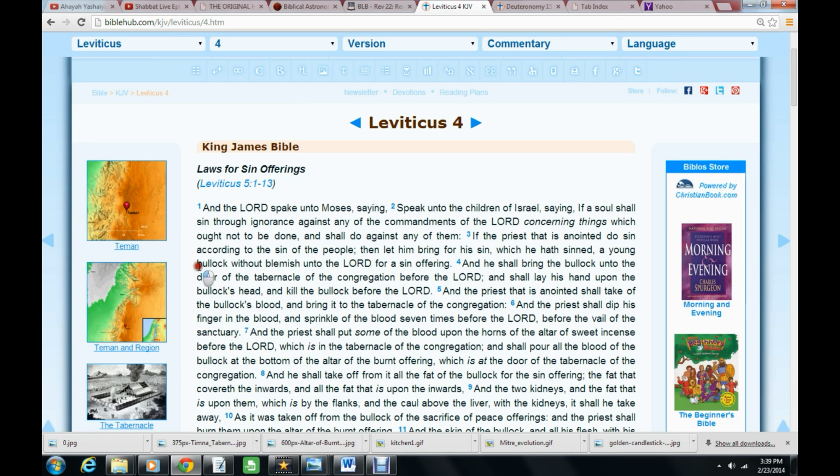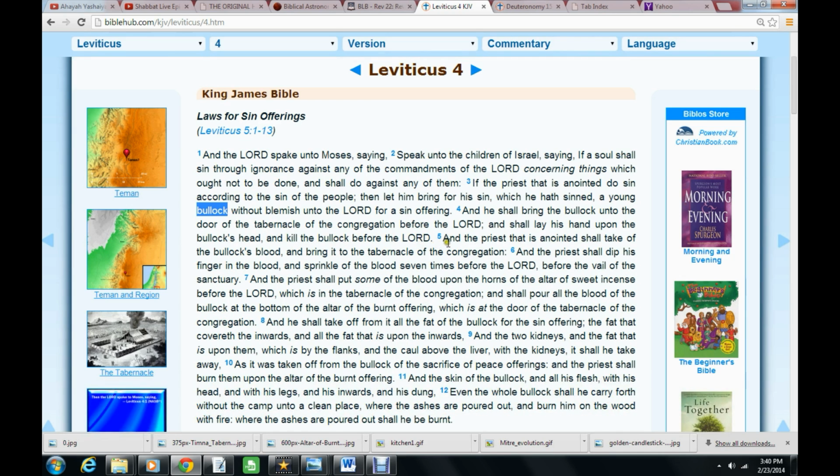So for the sin offering you'll use a bullock, because you need to do that before you even start going into the place. Everyone's sin got to be dealt with, so no one dies in there. And he shall bring the bullock unto the door of the tabernacle of the congregation before the Most High, and shall lay his hand upon the bullock's head, and kill the bullock before the Most High, pure white like essence.